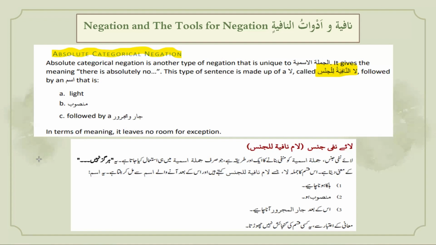So the category is about deity, the one who is worshipped. The one who is worshipped is the category, and la is absolutely negating that there can be any deity other than Allah. So far so good. La nafia lil jins is a la which is followed by an ism, and that ism has three conditions: it has to be light, mansoob, nakira, and then it is followed by jar majroor.